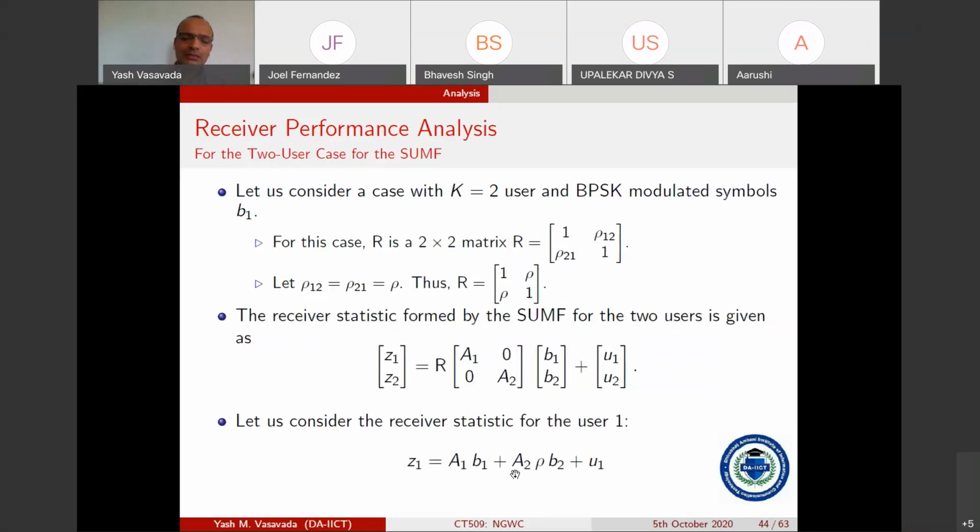So let us consider two cases. One in which, remember, B2 is BPSK. So let us assume that this user 2 has transmitted the BPSK symbol of 1. In that case, given B2 is 1, what will be the error probability for user 1?